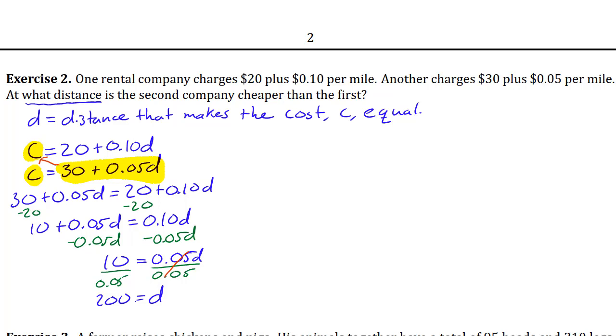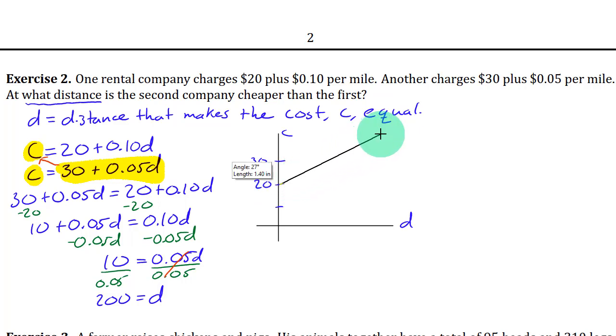If we want to know at what distance the second company is cheaper than the first, well, let's see. Let's pretend we're going to graph these. We can get a kind of sloppy graph here just to picture what's going on. The first one starts at $20 and then goes up by 10 cents per mile. So that's going to be going up a little bit steeper, but starting a little bit lower. The slope is 0.1, which is 10 cents per 1 mile of increase. The other one starts a little bit higher, but then goes up not quite as steep.